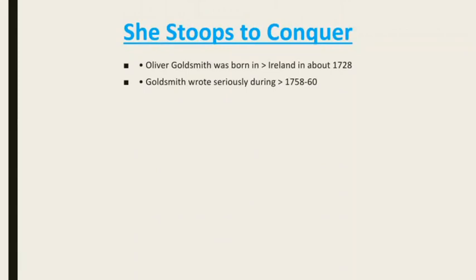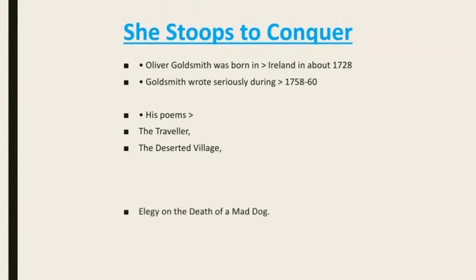Next, Goldsmith wrote seriously during 1758 and 60. During this period of time, his widely recognized works were created. He wrote many poems. One of them, "The Traveler." The next one is "The Deserted Village." It's very important for examinations. Then, "Elegy on the Death of a Mad Dog."